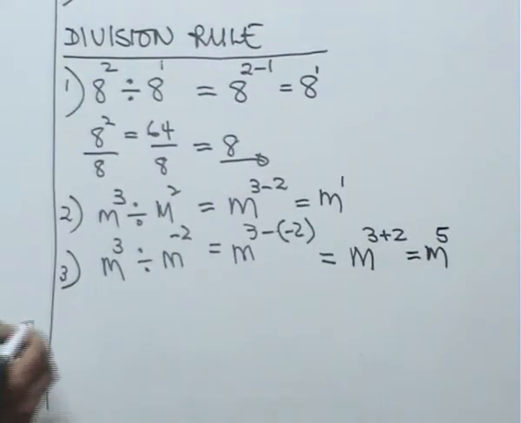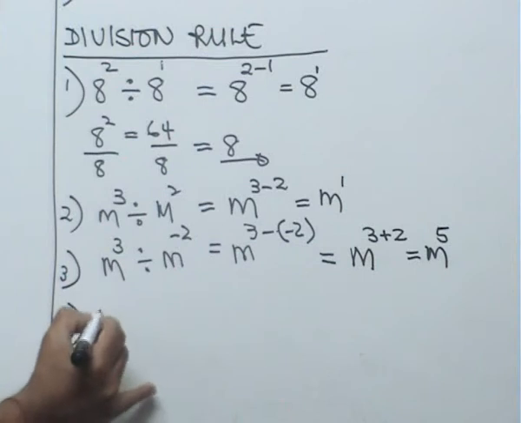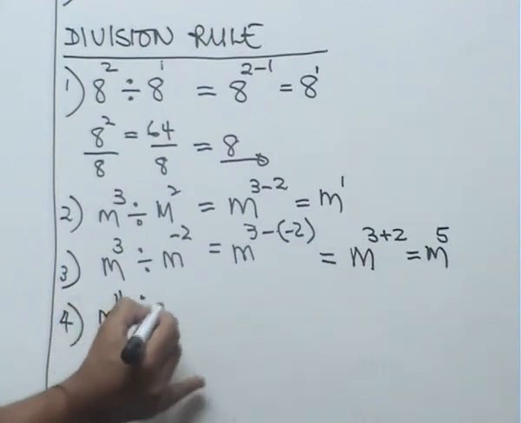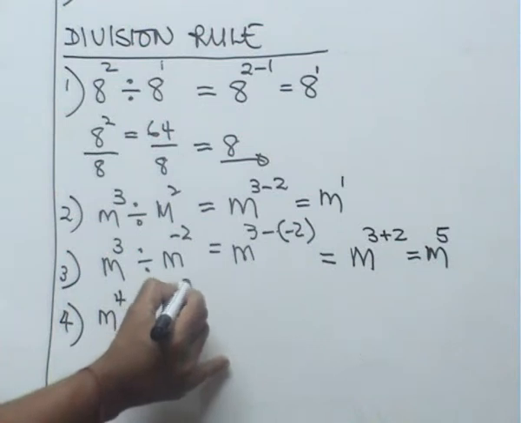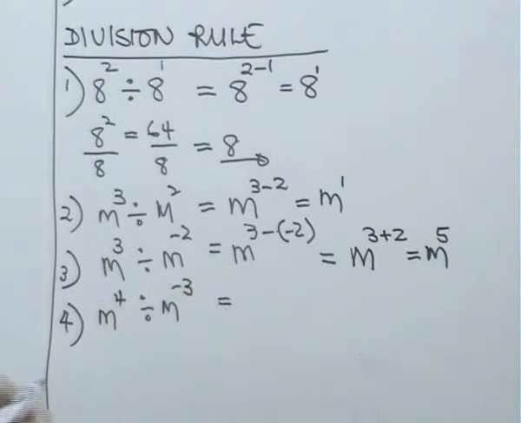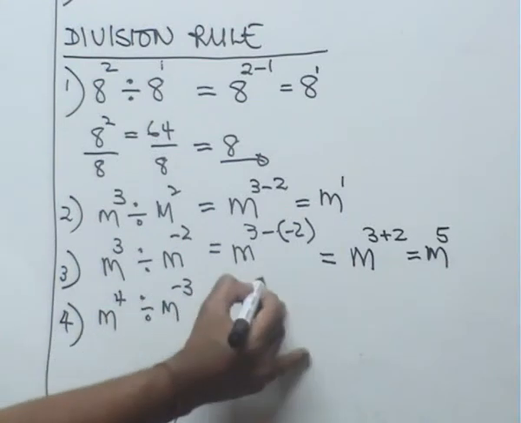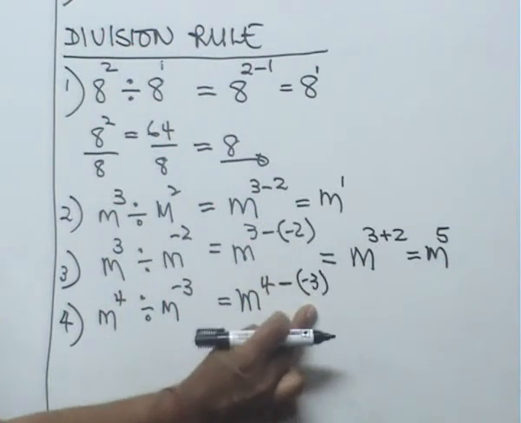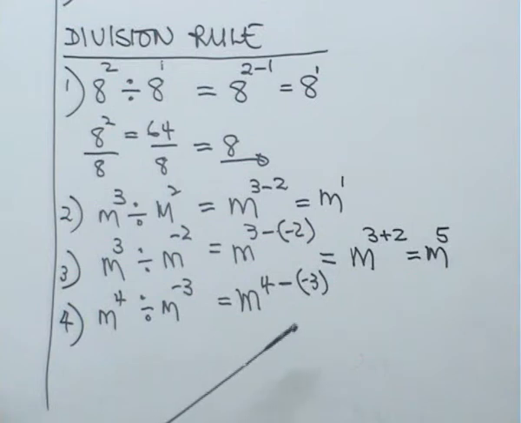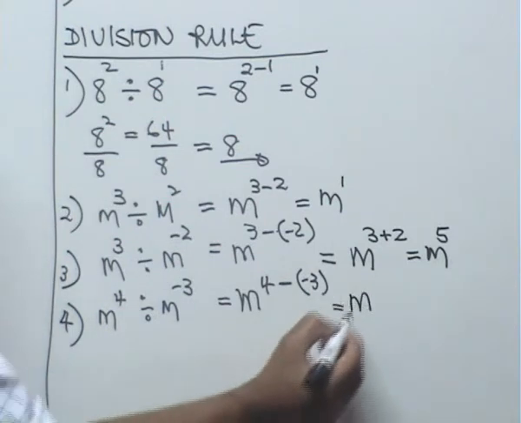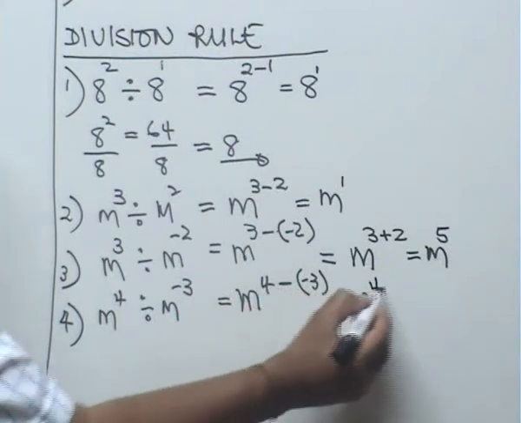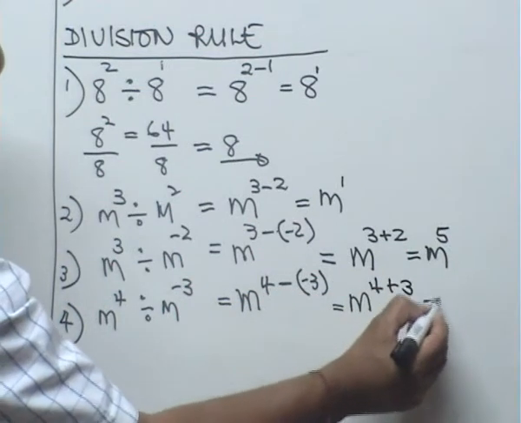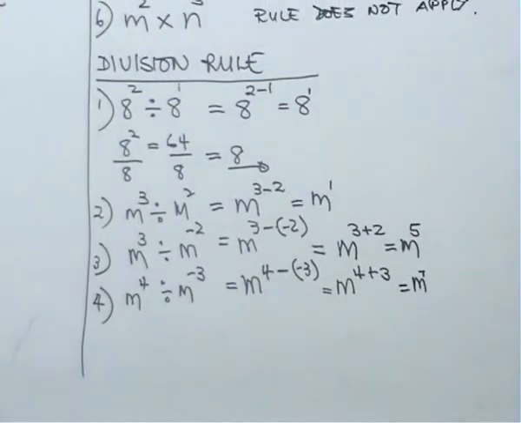I'm just going to do another example like that. m to the 4 divided by m to the minus 3. So you write down the base once, subtract the indices, 4 minus 3. It is always wise to write this index in a bracket, so that you will get it right. And then you've got m, 4 minus times minus plus 3, final answer m to the 7.